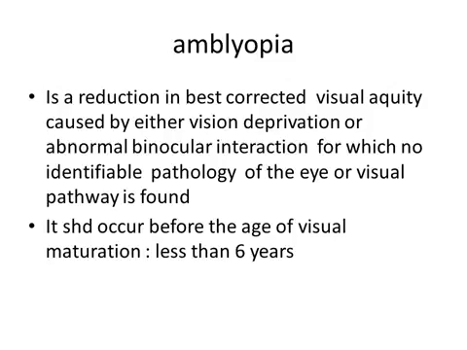Amblyopia أو كسل العين. It is a reduction in the best corrected visual acuity caused by either vision deprivation, يعني الحرمان من الرؤية, or abnormal binocular interaction, يعني الحول, for which no identifiable pathology of the eye or visual pathway is found. يعني نفحص العين راح نشوفها تشريحيا سليمة لكن الوظيفة متأثرة، يعني هناك reduction in the visual acuity in spite of normal anatomy. هذا الحرمان من النظر vision deprivation or the abnormal binocular interaction الحول should occur before the age of the visual maturation يعني before the age of 6 years in order to cause amblyopia.